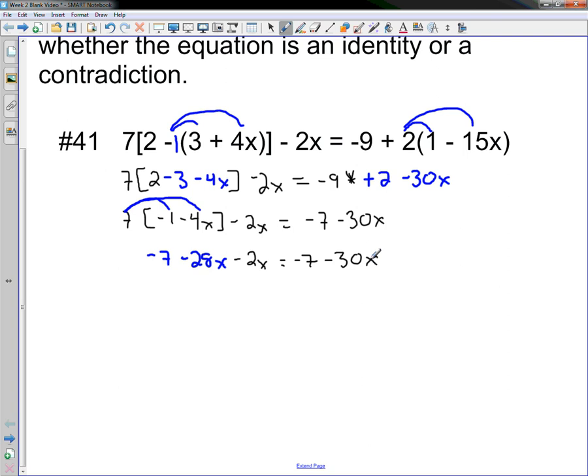We have some like terms on the left side. So we have negative 7, negative 28x minus 2x gives me negative 30x, equals negative 7 minus 30x. We want the x's on the same side, so I'm going to take this minus 30x over here on the right side and add it over. The opposite of subtraction is addition. So add it over. There should be a 30x there.